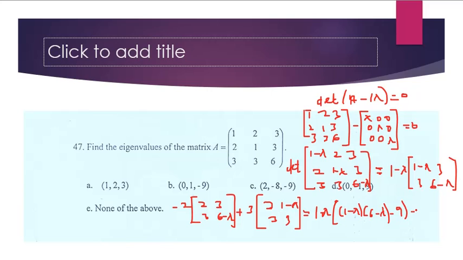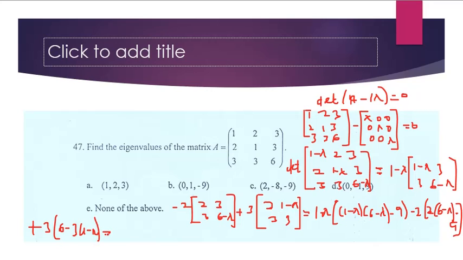Then you have 2 times 6 minus lambda. So let me clean this one. So we have 2 times 6 minus lambda, then minus 9, and then we have plus 3. We have 2 by 3, that's 6, minus 3 times 1 minus lambda.